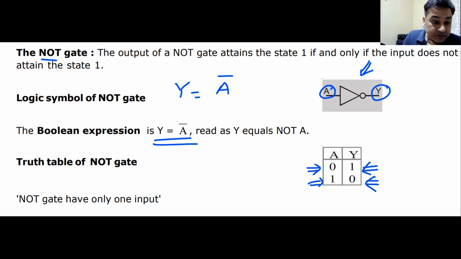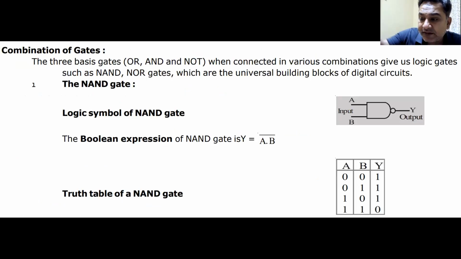And the first sort of combination that we are going to do is this one. And what is this one? The NAND gate. Now, what do you mean by the NAND gate? Anyone?